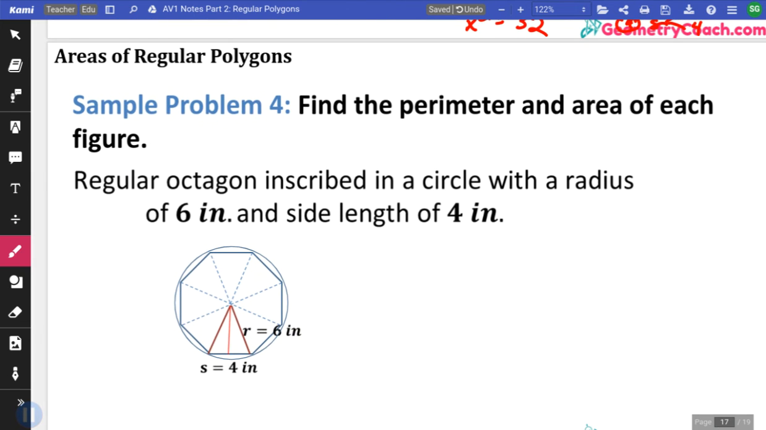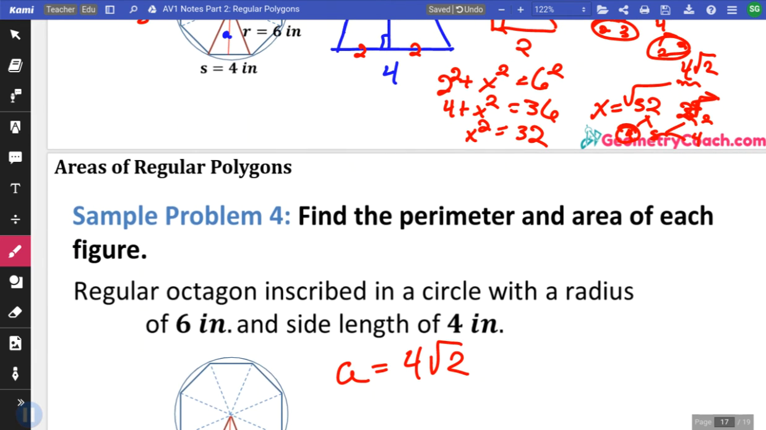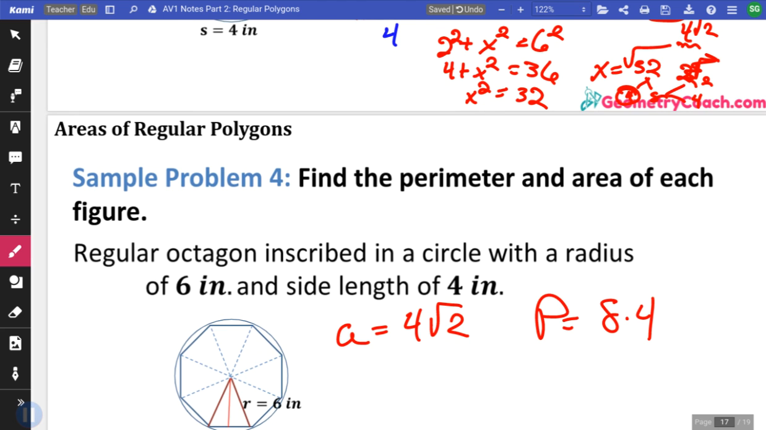All right, I've got a little bit more room here. So I know my apothem is 4 root 2. That was my vertical side in the triangle. Perimeter is 8 times 4, because there's 8 sides and they were 4 each, so my perimeter is 32.